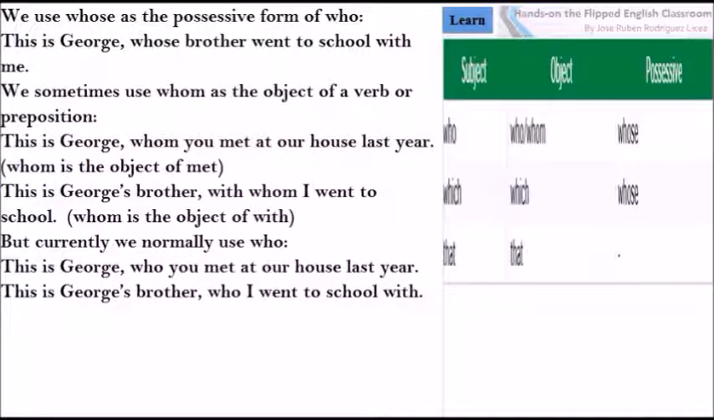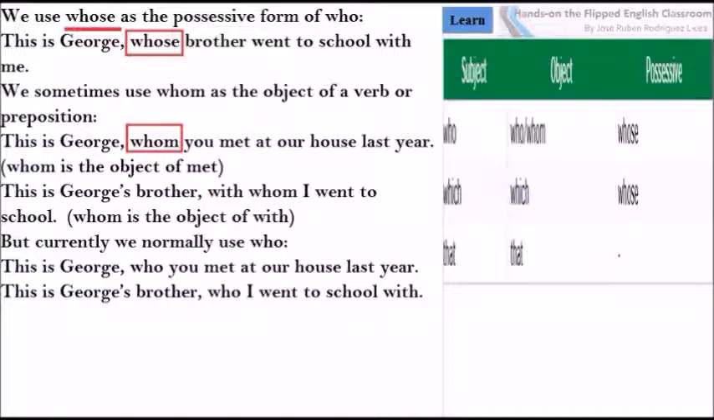We use whose as the possessive form of who. This is George, whose brother went to school with me. We sometimes use whom as the object of a verb or preposition. This is George, whom you met at our house last year. Whom is the object of met.